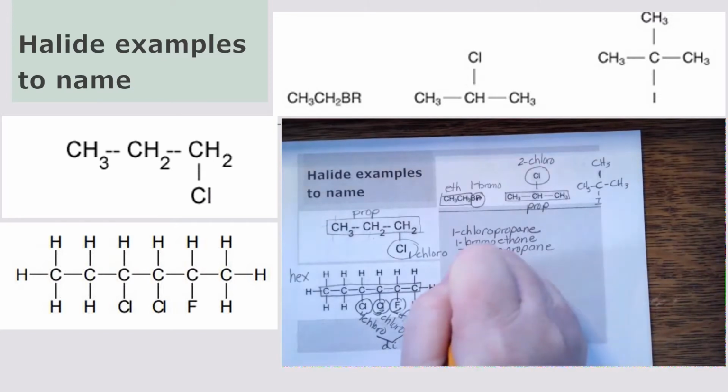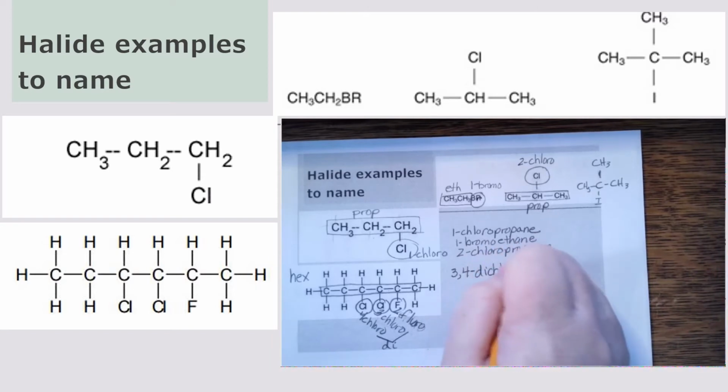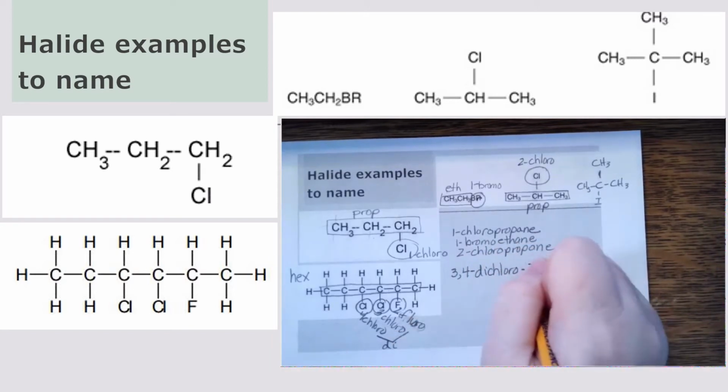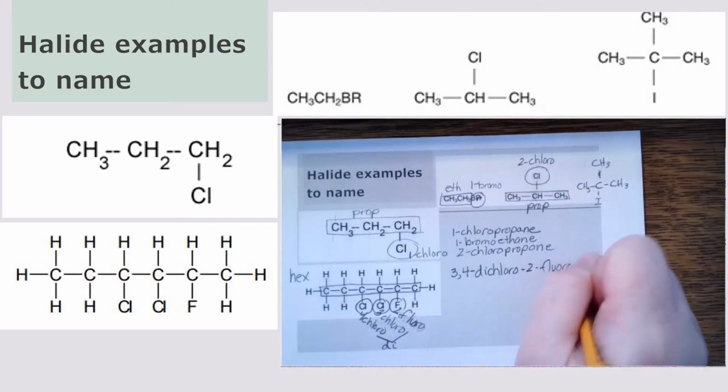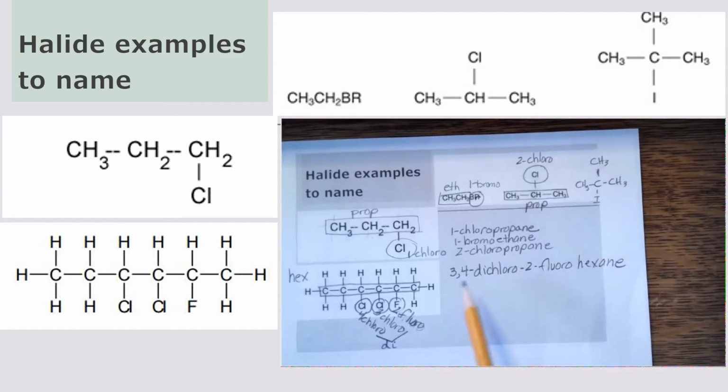So how do we do it? Watch this. 3,4-dichloro-2-fluorohexane. Phew. So what does this mean? On carbon number 3 and carbon number 4, I have a chloro. True story. On carbon number 2, I have a fluoro. Also true story. And they're all present on a chain of 6 carbons with all single bonds. Ding, ding, ding, ding, ding.